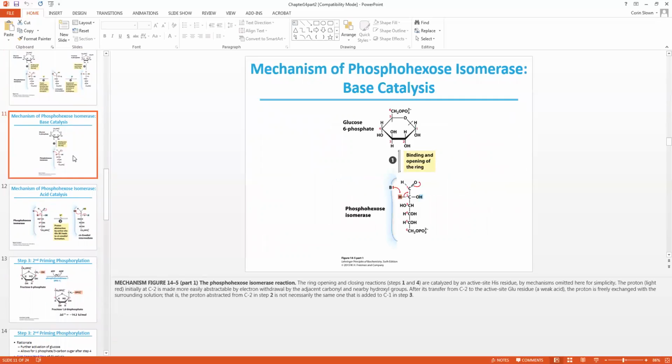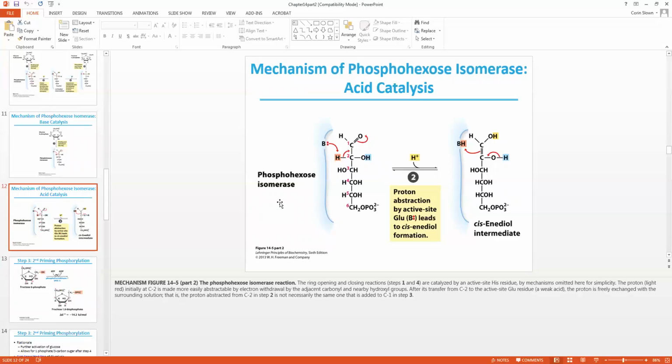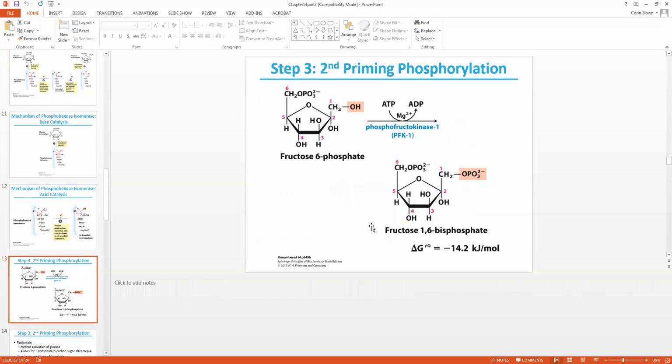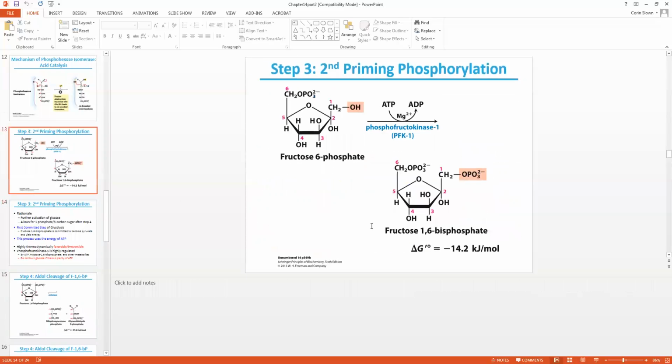This is base catalysis. So I have binding and opening of the ring. I then have proton abstraction that leads to the formation of the cis-enediol. And then I form my fructose 6-phosphate. Now in step 3, I'm actually priming for phosphorylation. So here I take my fructose 6-phosphate and I add another phosphate via ATP to form fructose 1,6-bisphosphate.